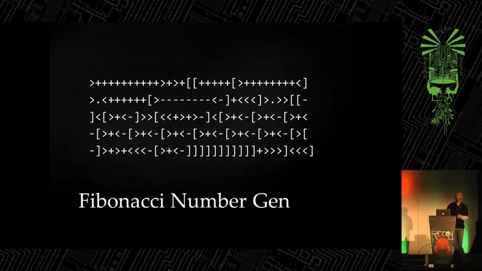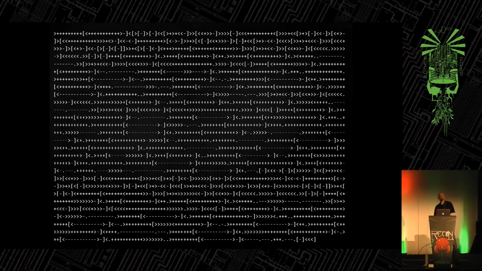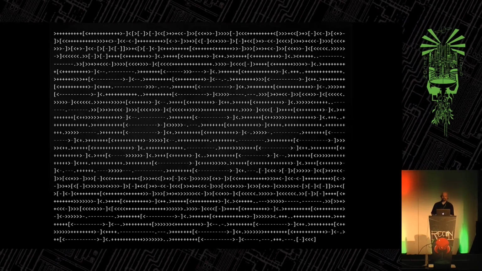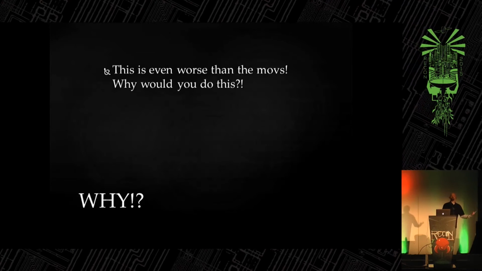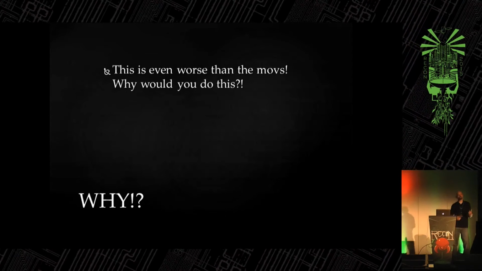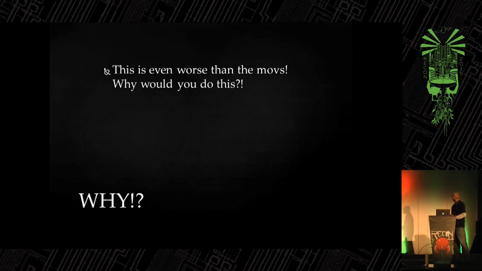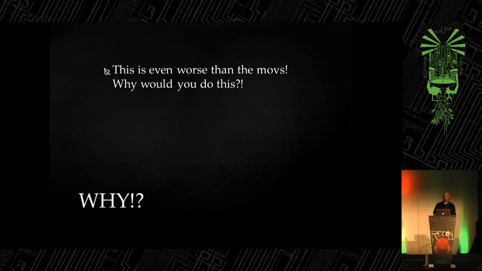We can get more complicated. This is a Fibonacci number generator in Brainf***. This is 99 bottles of beer on the wall in Brainf***. You can really program anything in this. The thing is, this is even worse than the moves ever were. So why on earth would we try to add this to our design if it's this ridiculous?